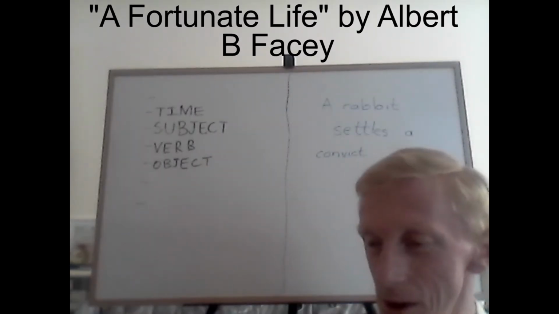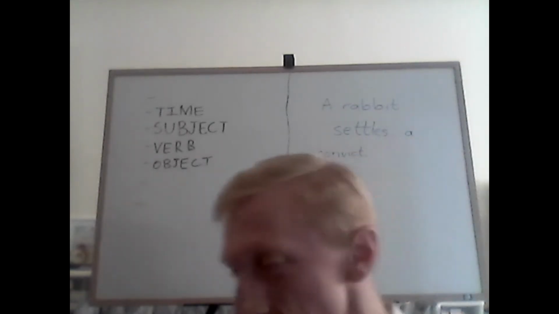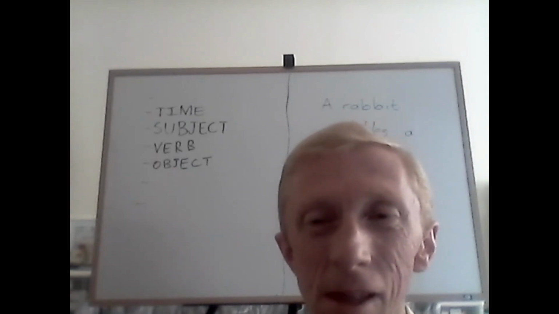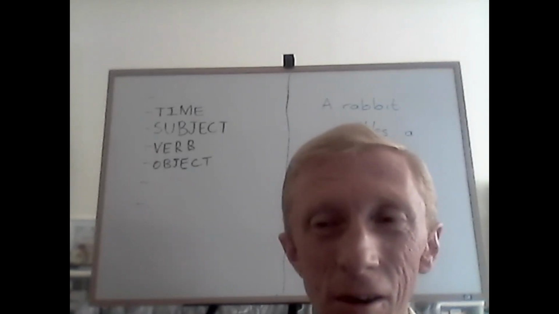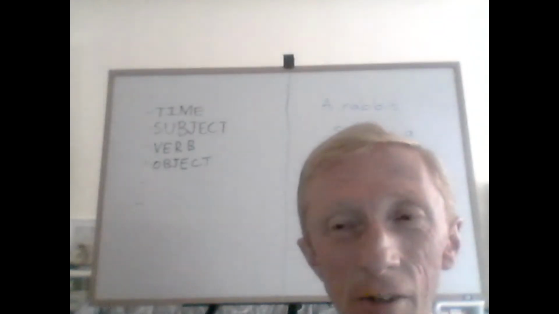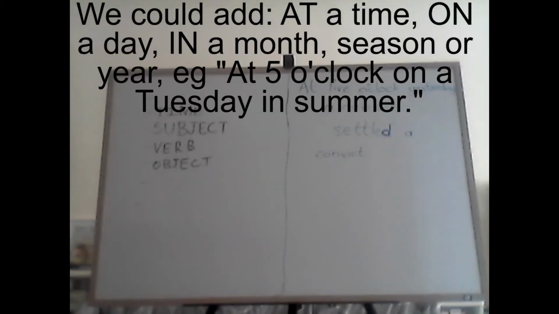And a random time, at 5 o'clock. That doesn't really tell us whether it's future or past. Let's say it was at 5 o'clock yesterday. So now we have at 5 o'clock yesterday, comma, a rabbit settled a convict.